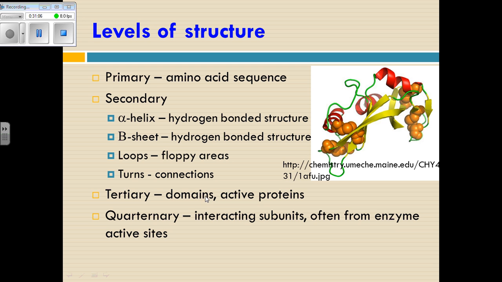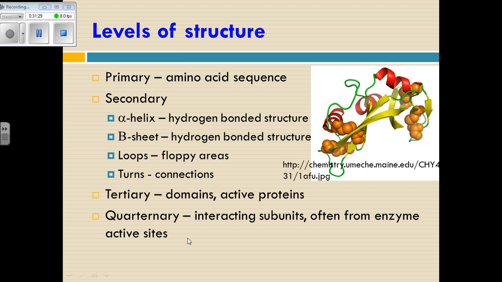Okay, we also have tertiary structure. For smaller proteins, tertiary structure is what we have. You get sort of domains. If all you have is a small protein, then the tertiary structure is also the active protein, and it's going to have an active site. So this protein is a good example of something where the tertiary structure includes the active site.